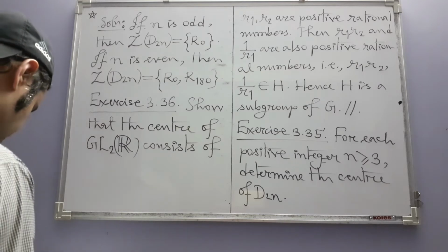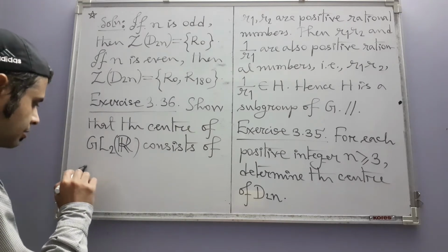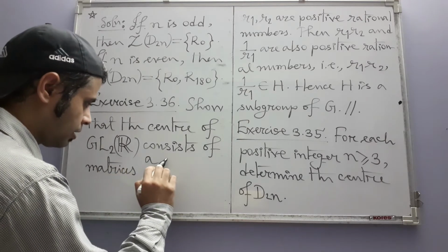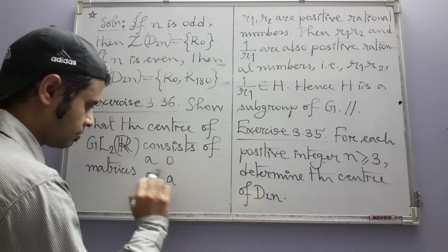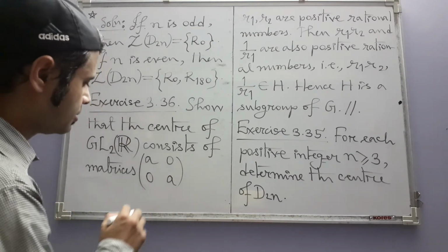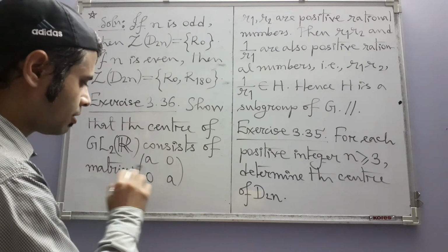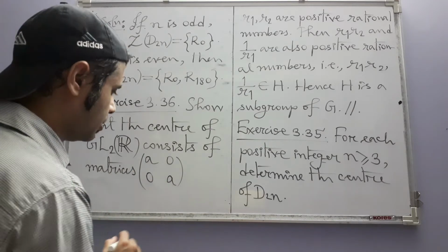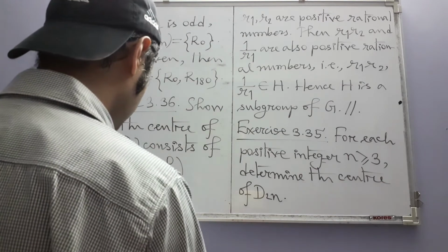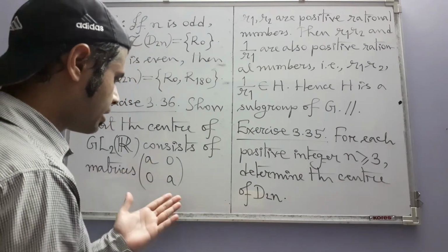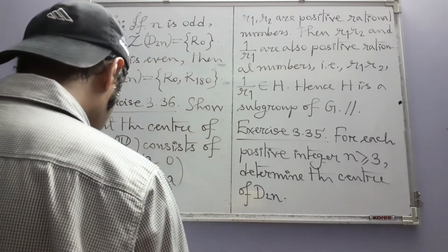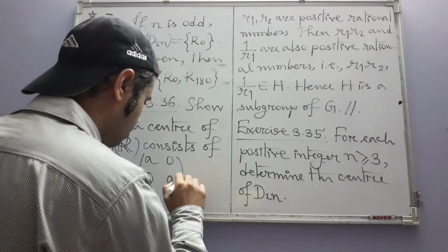Lee writes matrices that look like this. This type of matrix is known as a scalar matrix, which is a diagonal matrix where all the diagonal entries are equal. And because we are in the general linear group, we also want the determinant of this matrix to be non-zero. So that is why we need A itself to be non-zero.